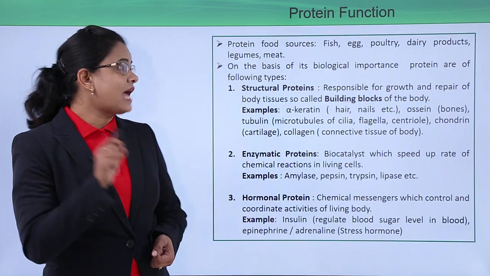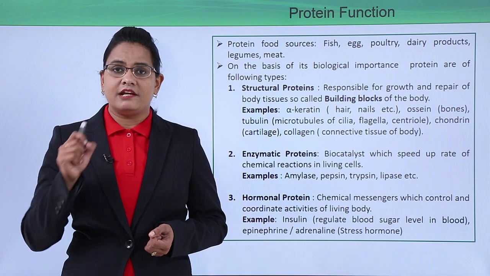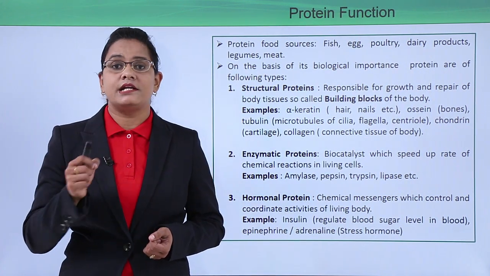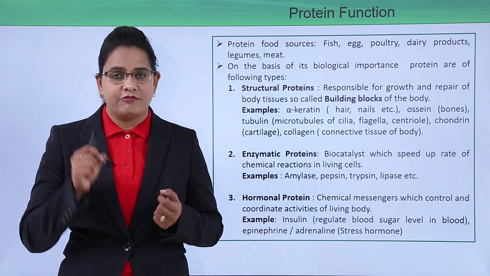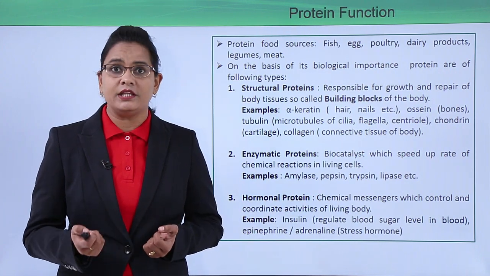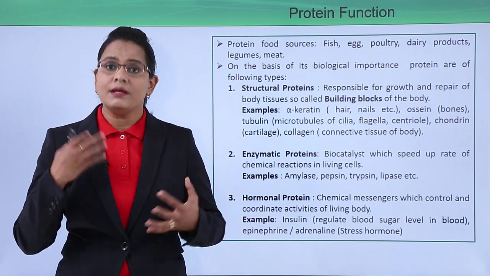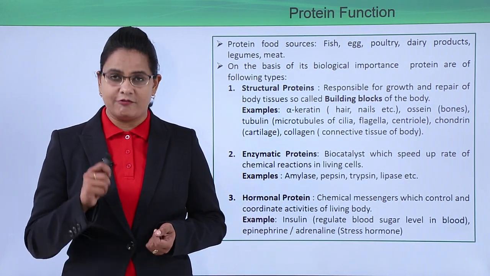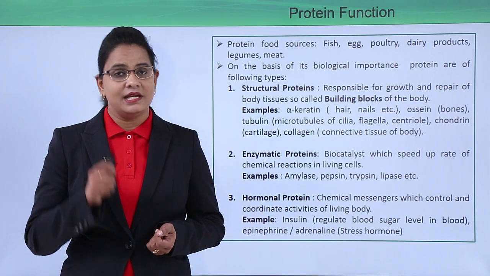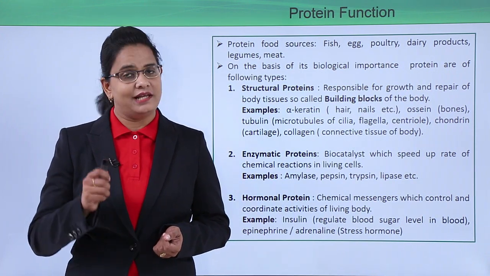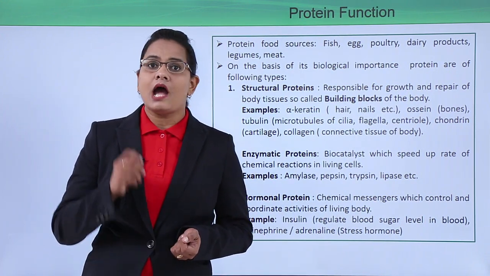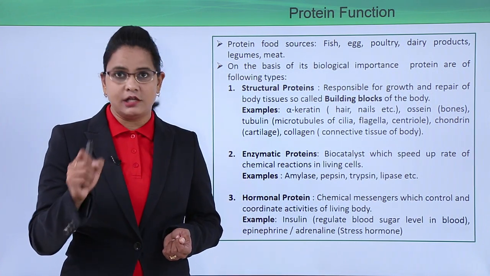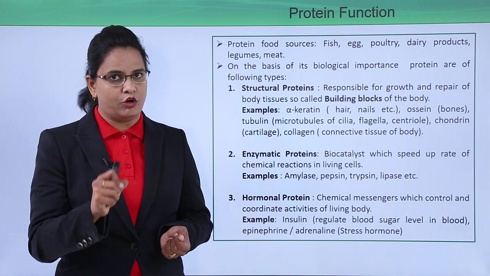Now, the proteins have been categorized in different categories, and each category of proteins plays a certain role inside the body. But first we should know how do we obtain the protein in our body? How do we make the protein? So, the food sources which are rich in protein are fish, egg, poultry, dairy products, meat and legumes. Now let us see what role the proteins play. On the basis of their biological importance, they have been divided into the following types.